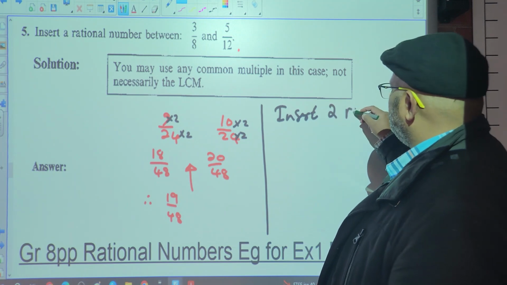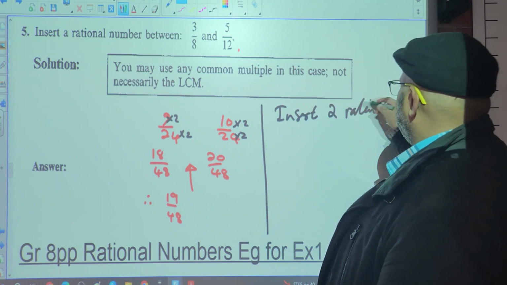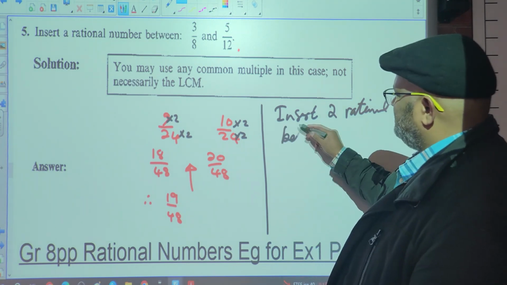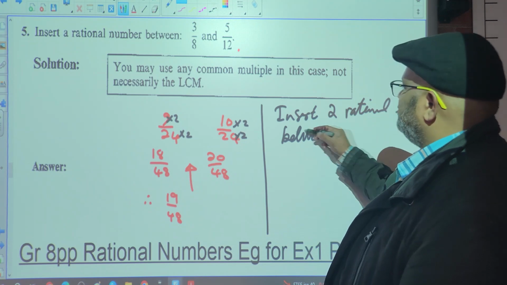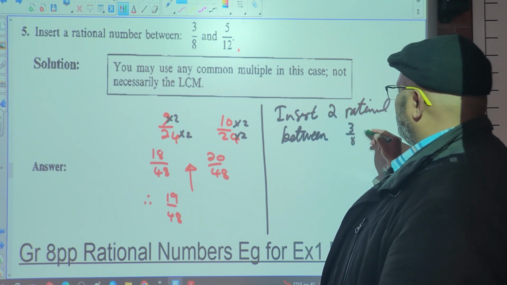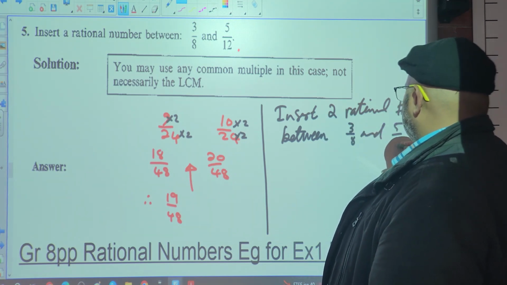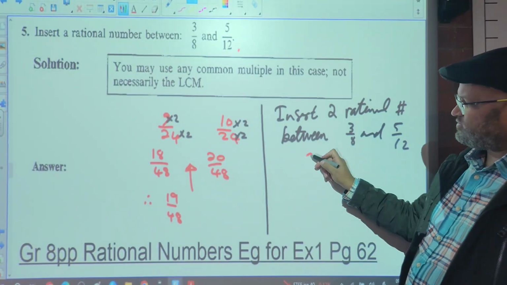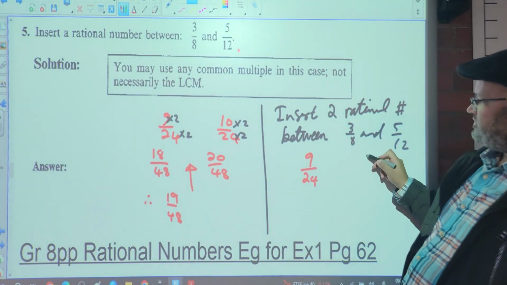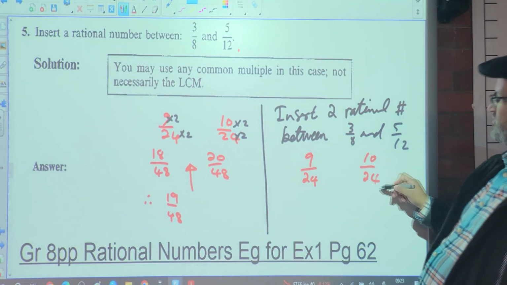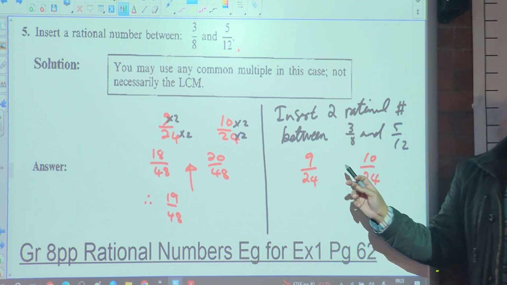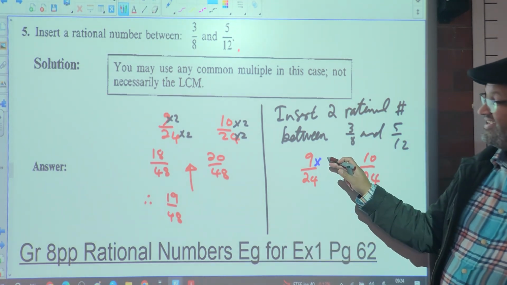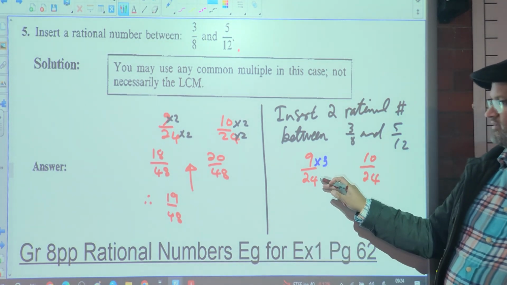insert 2 rational numbers between 3 over 8 and 5 over 12. So what I would have done was I would have done the initial step as well. And as you see, you can't insert 2 here. So what do I do? I multiply everything by 3. Just one more.